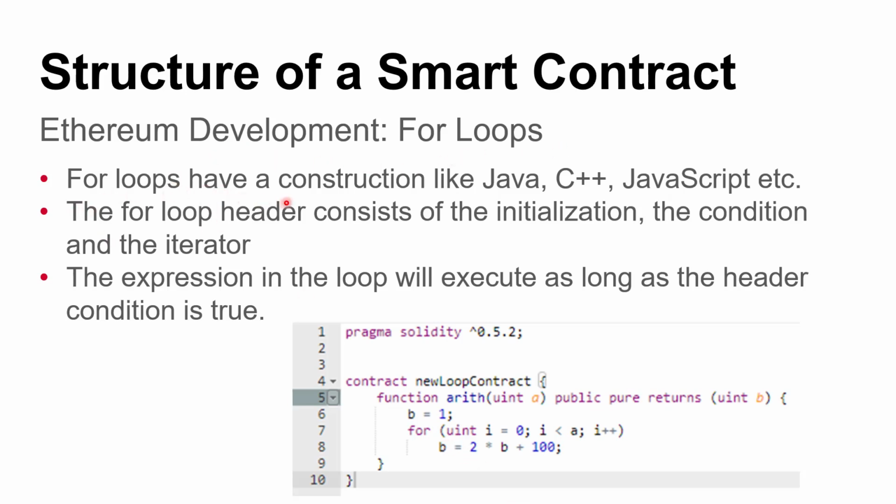So loops have a construction exactly similar to Java, C++, JavaScript. There's a loop header, which in this case is a for loop, with initialization and condition, and then the iterator, and then the loop will execute until the header condition. It will continue to loop while the header condition is true.